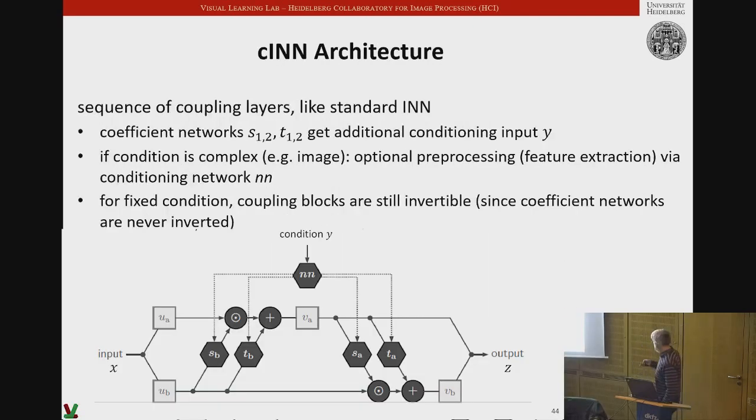That's how it looks. This is the same coupling block as before, but here comes in the condition. Then there's some feature detection on the conditional variable. This is necessary if the conditional variable is very big, like an image, as we see later. And then the features are fed into these S and T networks and modify the coefficients of the transformation according to what the condition requires. And then what we can do is input the condition here, sample from Z, run the network backwards, and get a sample from X, and then repeat this many times.